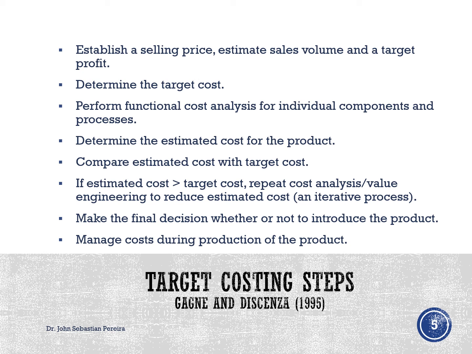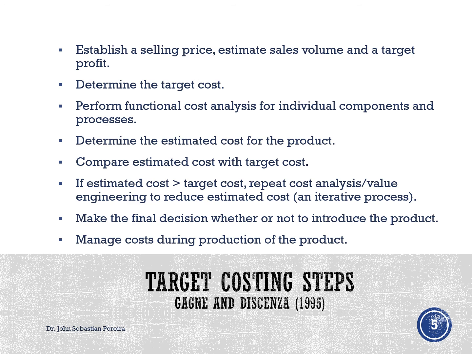Following are other steps the company can take when implementing the target costing approach. The first is establishing a market-driven selling price and estimating how many sales we would be able to achieve and what is the target profit we want to achieve. This leads to determining the target cost. The company then performs a functional cost analysis, and sometimes these might be for individual components or each process in the production. This helps determine the estimated cost of production, which is compared to the target cost.